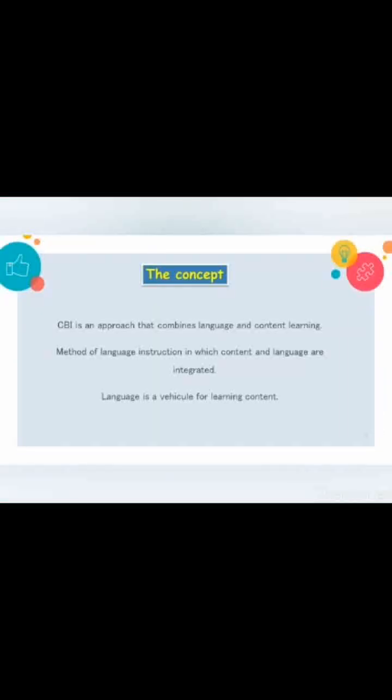Okay, let's start with the concept. CBI or content-based instruction is an approach that combines language and content learning methods. A method of language instruction in which content and language are integrated.